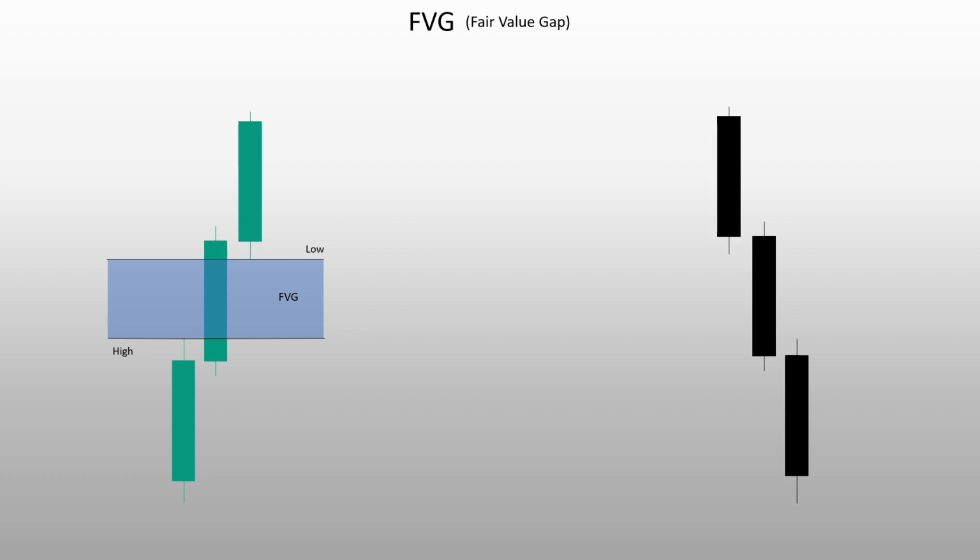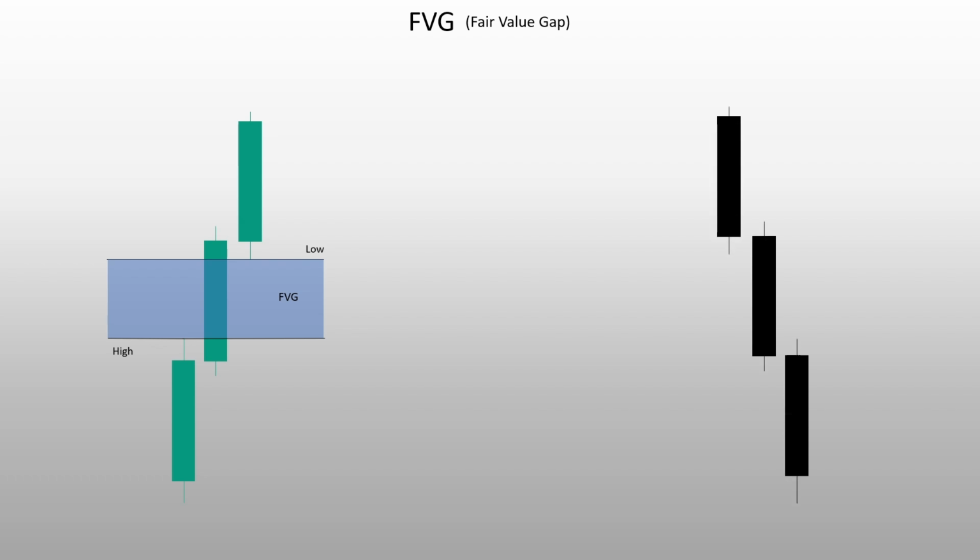AVG, fair value gap. Here we have 3 candles. A fair value gap is a 3 consecutive candle pattern, meaning the fair value gap is formed by combining 3 candles. Let's see how it is formed. The high of the first candle's wick and the low of the third candle's wick. If there is a gap between them, then that is a fair value gap. This means if the wicks of the first candle and the third candle are overlapping, then it is not a fair value gap.